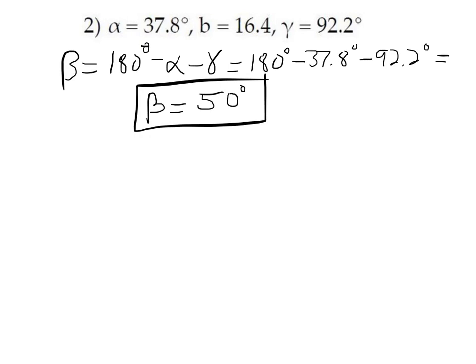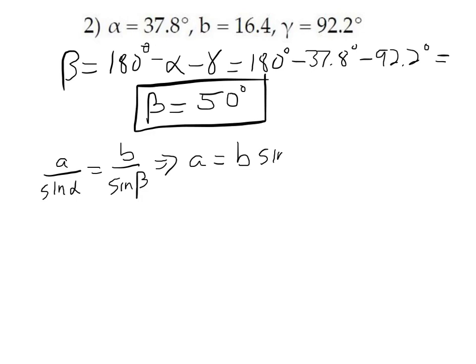Now we have an opposite pair. We have beta and we have B. So now we can go after what's missing. A is missing, let's go after A. So A over sine of its opposite alpha equals, and we're going to use the pair we have, B over sine beta, the opposite pair. This we can solve for A and get A equals B sine alpha over sine beta.